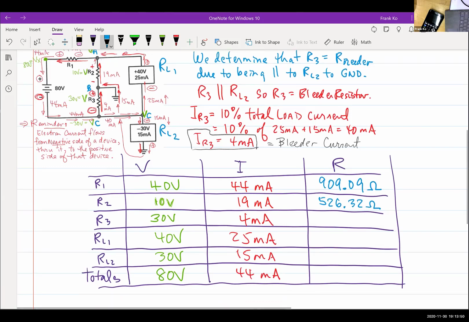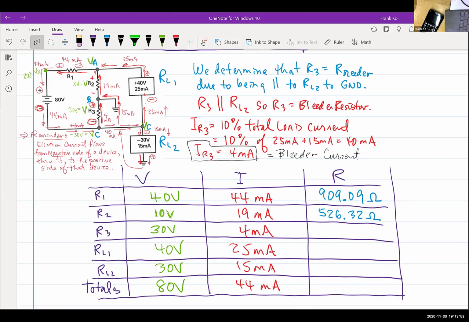Sarah, do you happen to have that for us? 30 divided by 0.004 is 7.5 kilo ohms. Terrific. And then RL1, 40 divided by 25 milliamps, Jacqueline? 1.6 kilo ohms. And RL2, Robert, 30 divided by 15 milliamps gives you 2 kilo ohms. And Yusuf, the R total, 80 divided by 44 milliamps works out to be 1.82 kilo ohms.